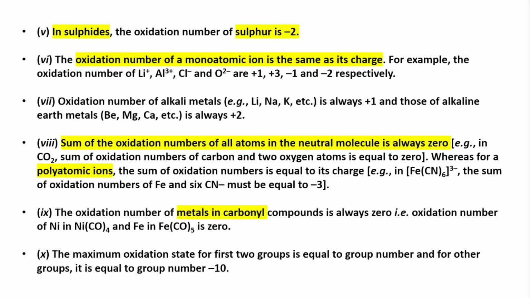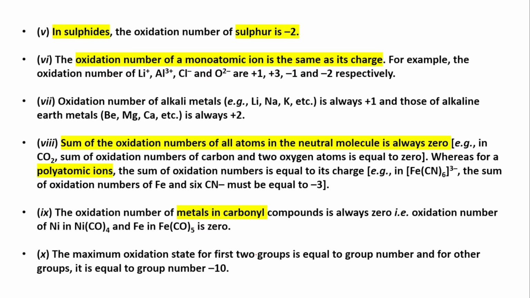Now, the oxidation number of metals in carbonyls. Carbonyl means whenever it is written with CO, carbon monoxide, so the combination means metal with CO, like M(CO)4, four carbonyl ligands. In this case, carbonyl always contributes 0, so the oxidation state of the metal in a carbonyl compound is always 0. Like Ni(CO)4, nickel is in 0, and Fe(CO)5, Fe is in 0. Wherever CO carbonyl is there, the oxidation number of the metal is always 0.